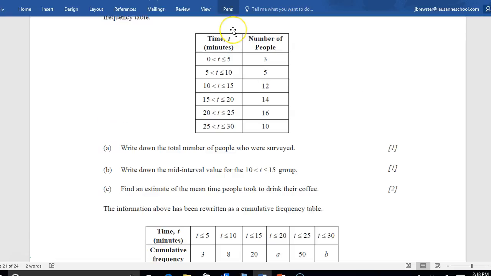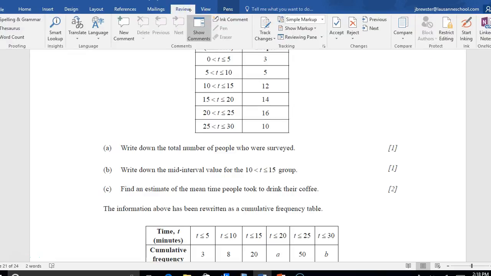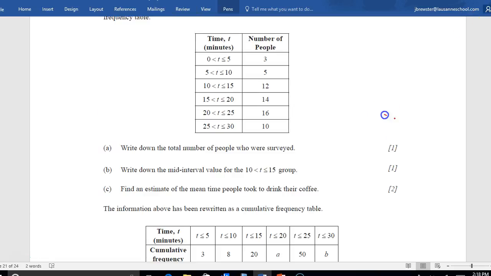Let me get my pen going here. Okay. The first question, A, write down the total number of people who were surveyed. Well, all you have to do is add up all those numbers, because each of those groups represents the number of people in that group. So the total number of people, just add up those and you get 60.